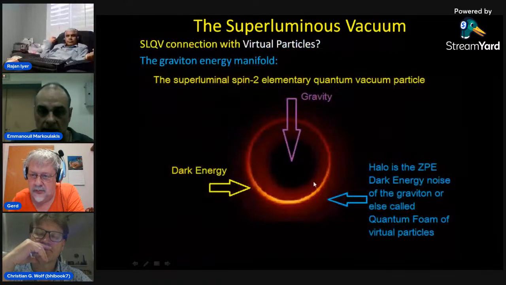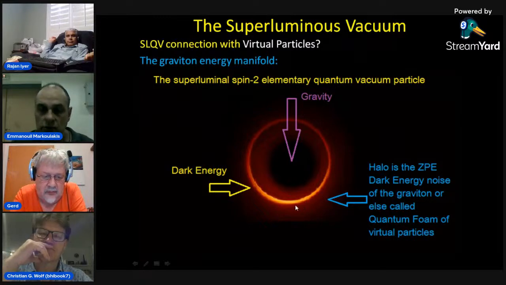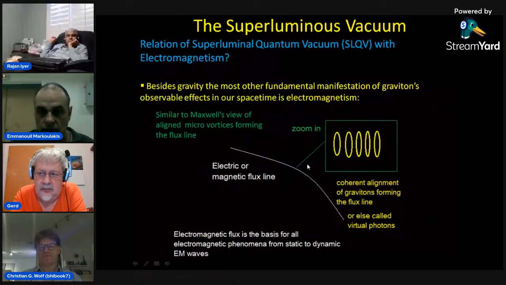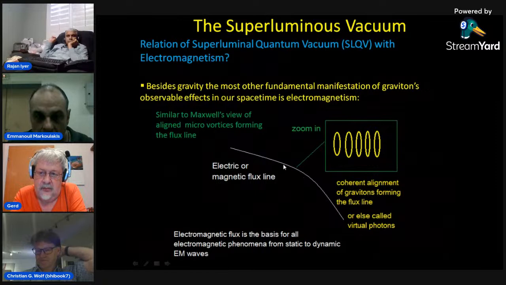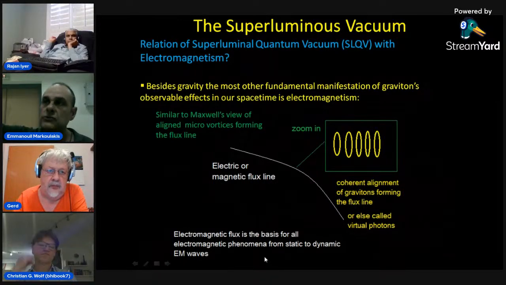This is the Lorentz invariant part, which obeys the speed of light limit. The dark energy is non-Lorentz invariant, so it's superluminal. And the center is the singularity, which is nothing, which also creates the gravity. The absence of anything is the gravity. So if the gravitons are coherently aligned here, they form the flux line, which, again I remind you, electromagnetic flux is the basis of all electromagnetic phenomena, from static fields to dynamic electromagnetic waves. So it's very important. It's very fundamental.